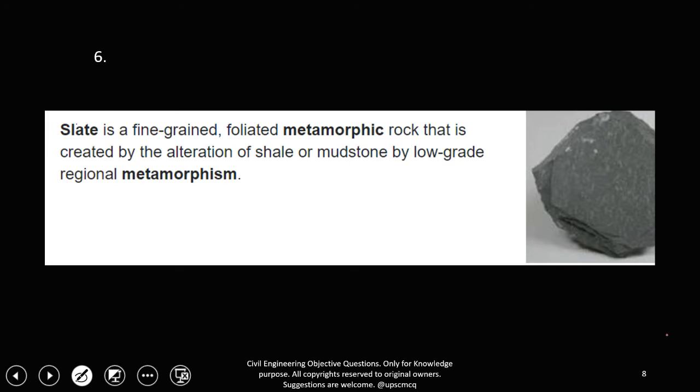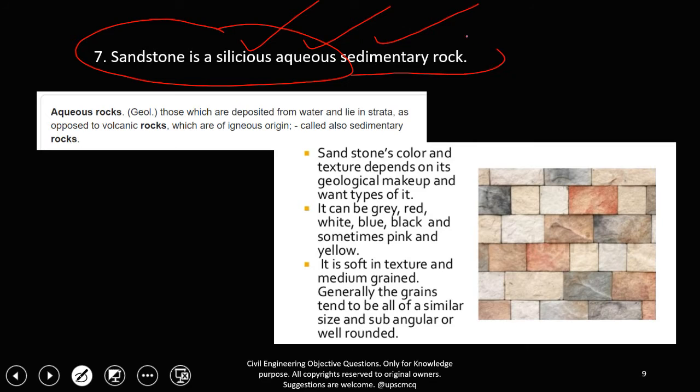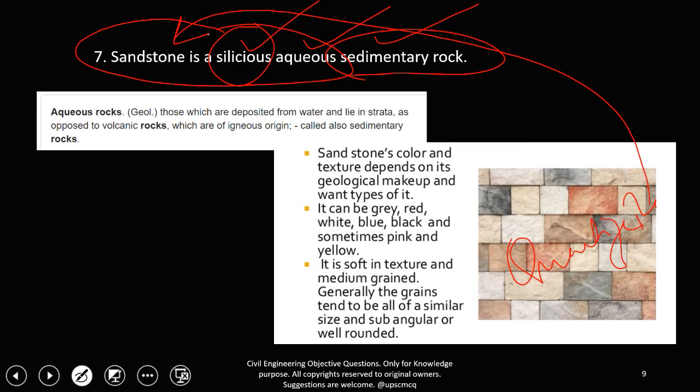Now, what is slate? We have already discussed it. It is a metamorphic rock created by the alteration of shale, which is a sedimentary rock. Now, sandstone is a siliceous, aqueous, and sedimentary rock. We know already it is a sedimentary rock. Quartzite is mostly made of silicon dioxide. Therefore, we can also know that sandstone is a product of silica.